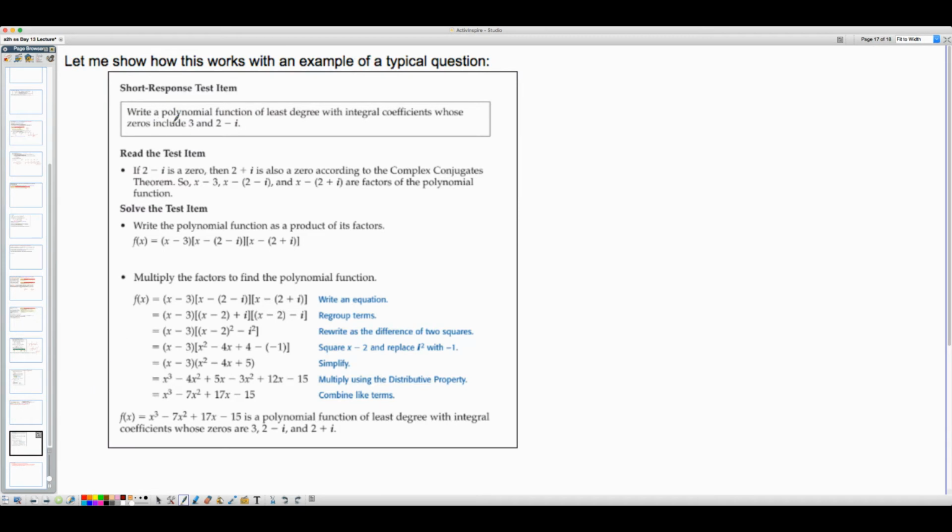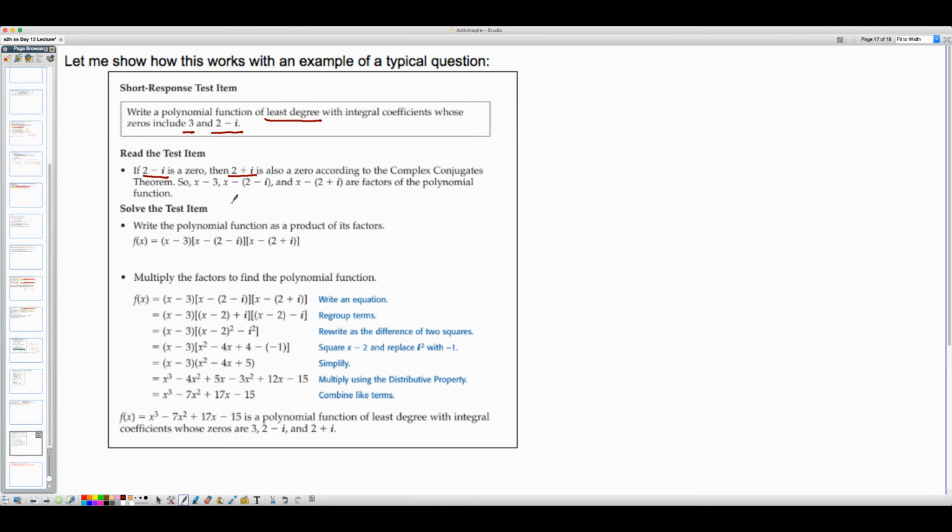So here's an example where you write a polynomial with the least degree. So we're going to write the smallest one that we can, that has real coefficients, with zeros of 3, 2 plus i, and 2 minus i. This is an excellent example. You have a couple of questions like this in your homework, so you want to read this carefully. If this is a 0, then this must also be a 0.